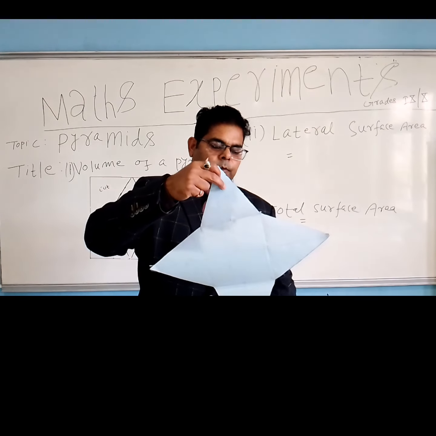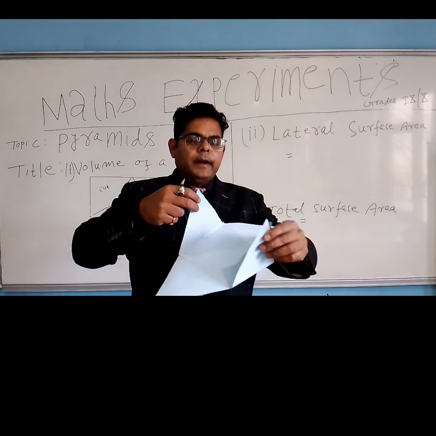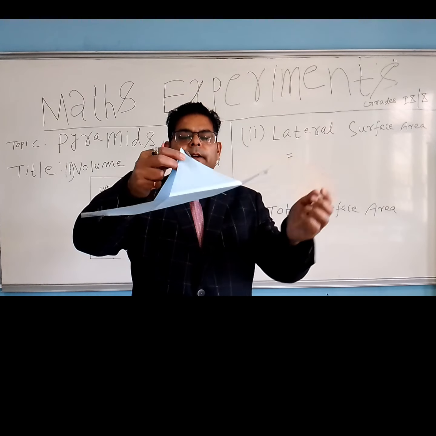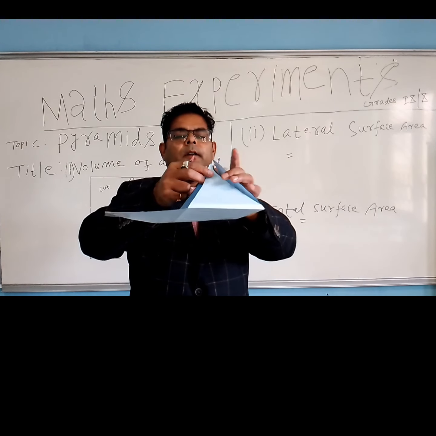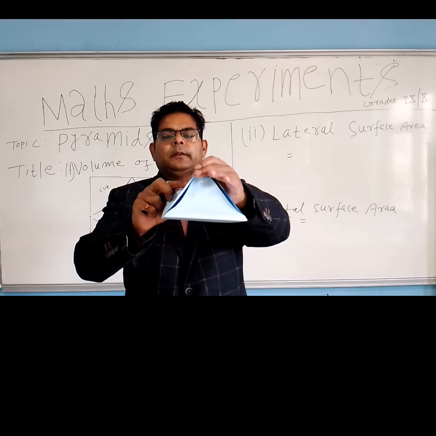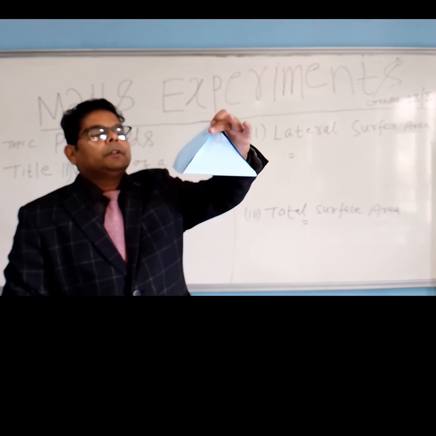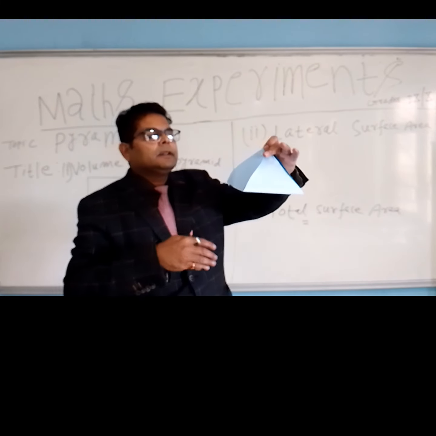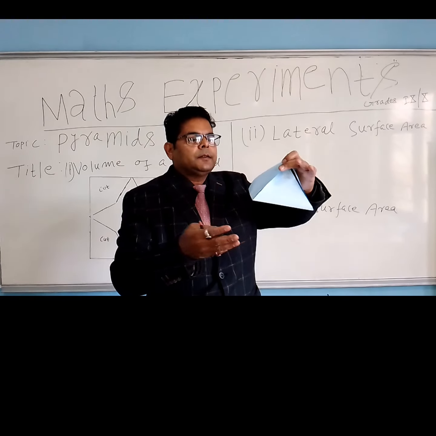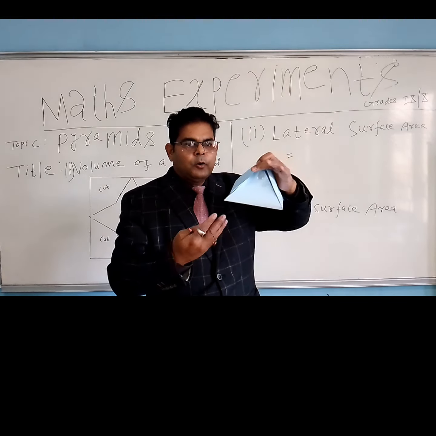Now once you fold about the sides of the square that you have drawn, then you can see this is now a pyramid. Okay? This is a kind of pyramid, and hence now we should be able to calculate the total surface area, lateral surface area, as well as the volume of this pyramid.